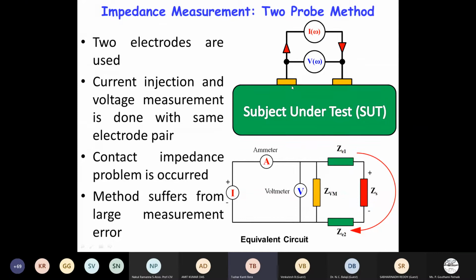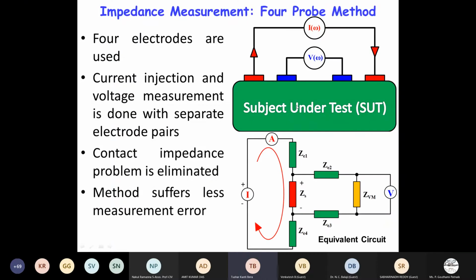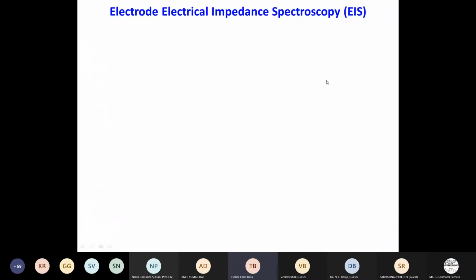For this type of measurement, there will be a contact impedance problem, and that will give some error. But if the contact impedance is very low for a particular measurement setup, then this method will have sufficient accuracy. So where the 4-probe method is not possible to apply, or the contact impedance is very low, we can apply the 2-probe method. Otherwise, in many cases where the contact impedance is significant in amplitude, to reduce the error we apply the 4-probe method. In the 4-probe method, there will be 4 electrodes, 2 for current injection and the other 2 for voltage measurement, and this method will be accurate and free from contact impedance errors.